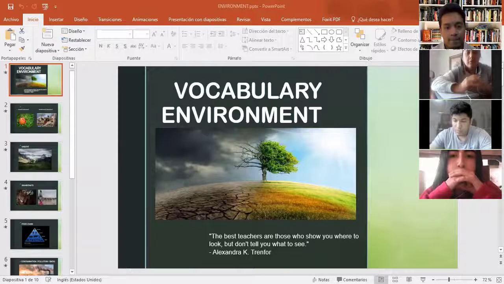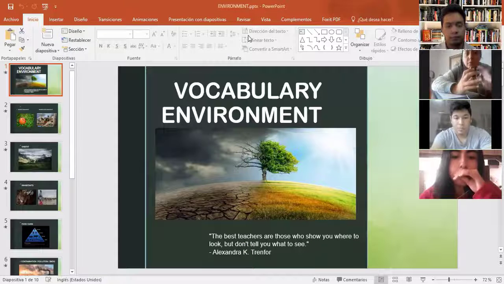Okay, to save our environment, people will need to be conscious about not throwing garbage in the streets. Also, another thing could be to use this recycle campaign.